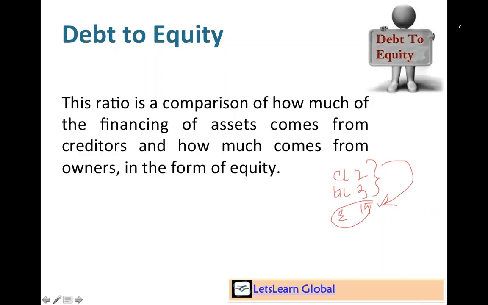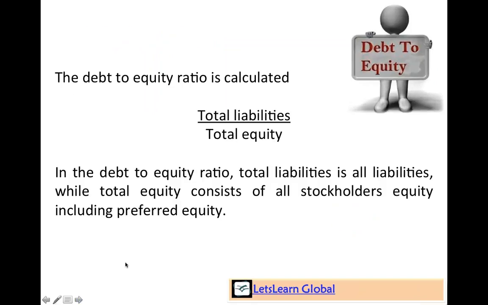Mostly the ratio should be around 40% of this again. This should be 40% of this 15. Lesser is always good. Why? Because you will have freedom in making decisions. So total debt divided by total equity.